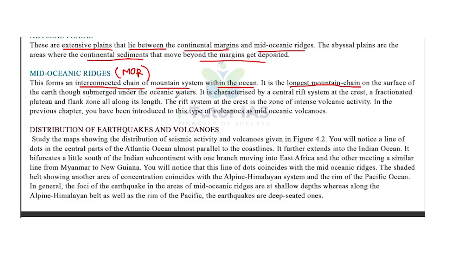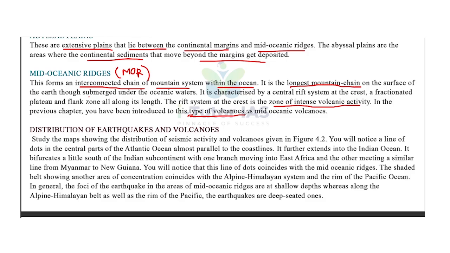It is characterized by a central rift system at the crest, a fractionated plateau and a flank zone all along its length. The rift system at the crest is the zone of intense volcanic activity. Now, in the previous chapter, you have been introduced to the types of volcanoes as mid-oceanic volcanoes. So we already discussed the types of volcanoes in the previous chapter.